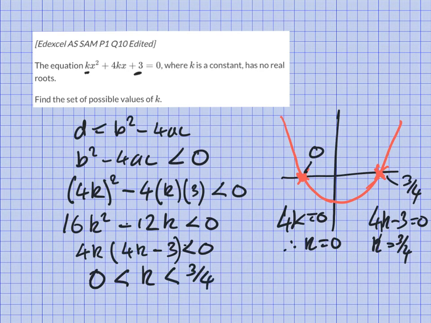Now it's a good idea to refer back to the original question. We can see that if k equals 3/4 we get a lovely quadratic equation, but if k equals 0, it's not a quadratic. We get the answer 3 equals 0, which can't exist, has no real solutions, so k can equal 0 in this example. Very important to always double check.